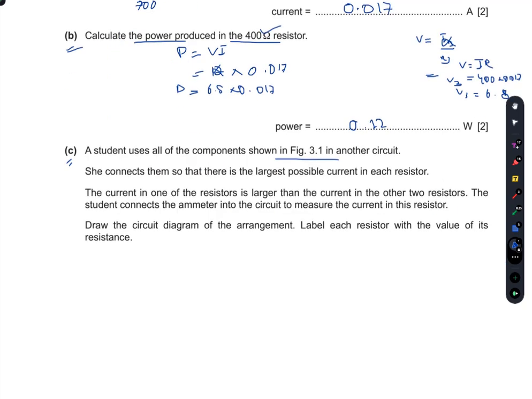So all the components remain the same. She connects them so that there is the largest possible current in each resistor. The current in one of the resistors is larger than the current in the other two resistors. The student connects the ammeter in the circuit to measure the current in this resistor. Draw the circuit diagram of the arrangement. Label each resistor with the value of the resistance.